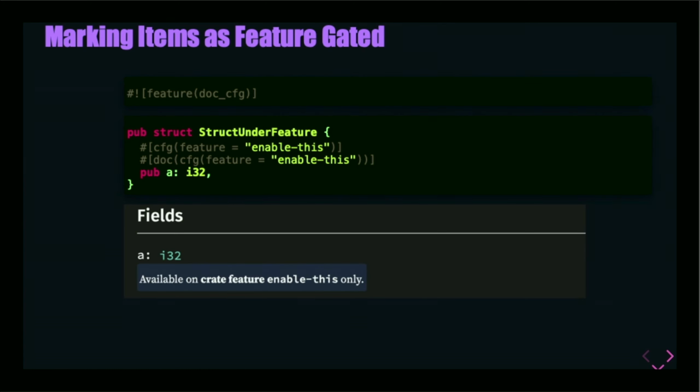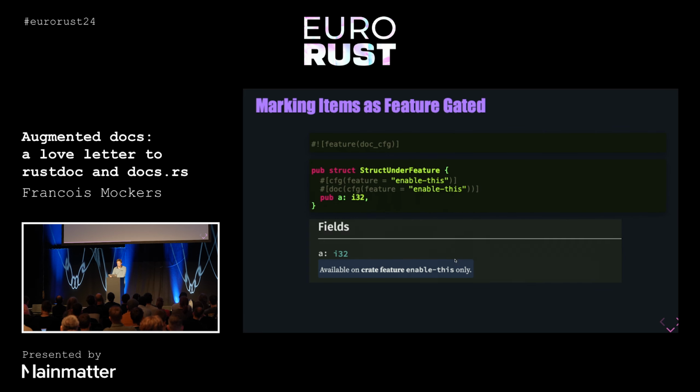The next one is on features again, but this time on features in your code. It's often interesting to be able to show in the documentation that something is available only if a specific feature is enabled. For Rustdoc, this is a nightly feature, so you have to enable it at start. And then you have to use the doc with the cfg attribute and specify the feature that you want to check, and it will show up nicely.